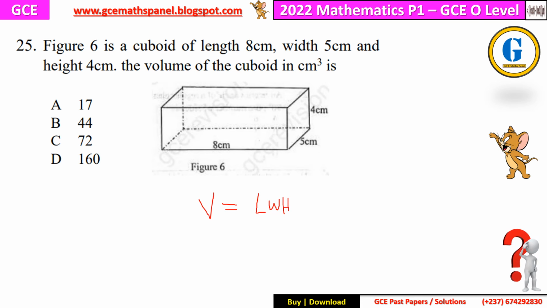So this will just give us 8 times 5, 40, times 4, 160. So the volume of this cuboid is 160 cm cubed.